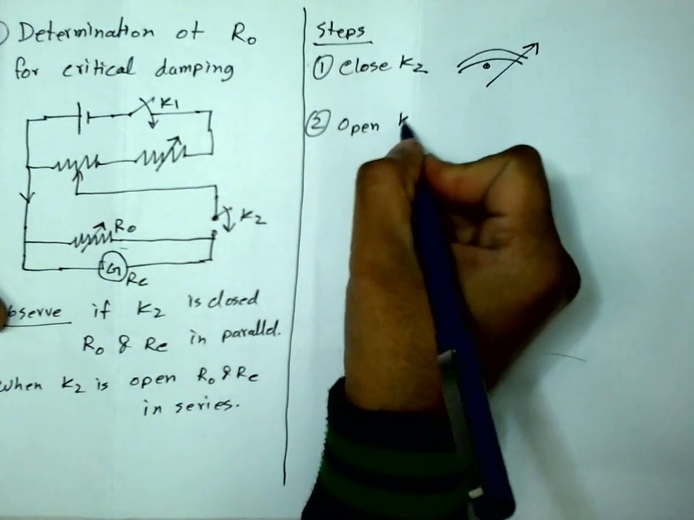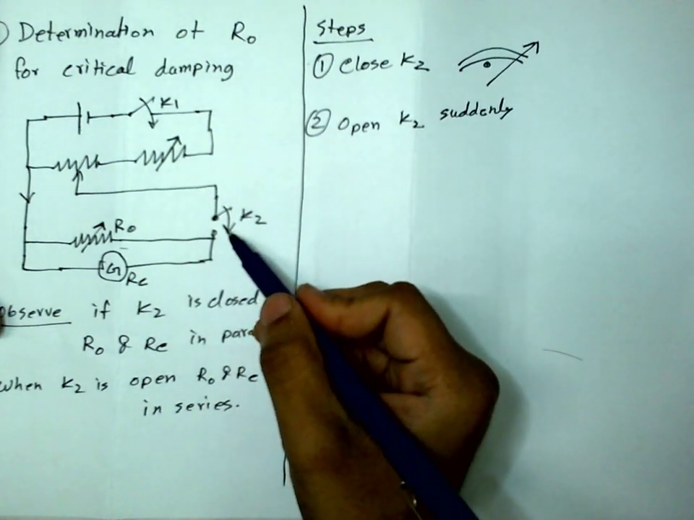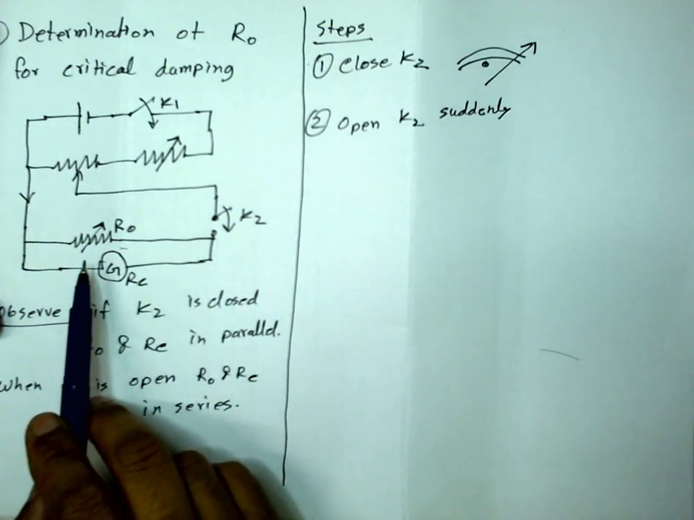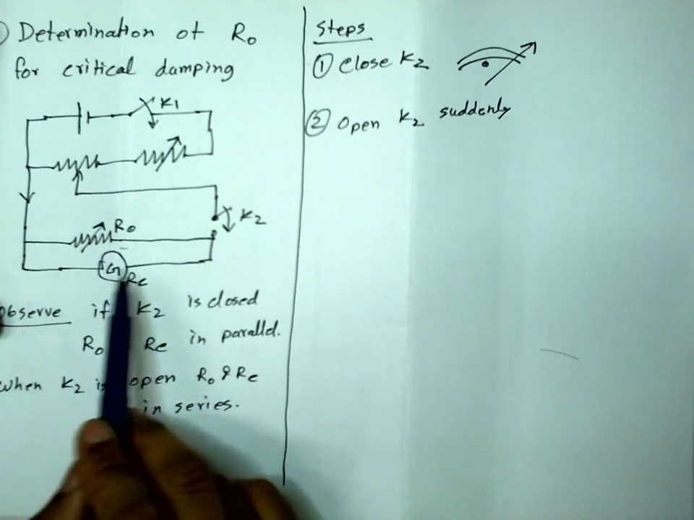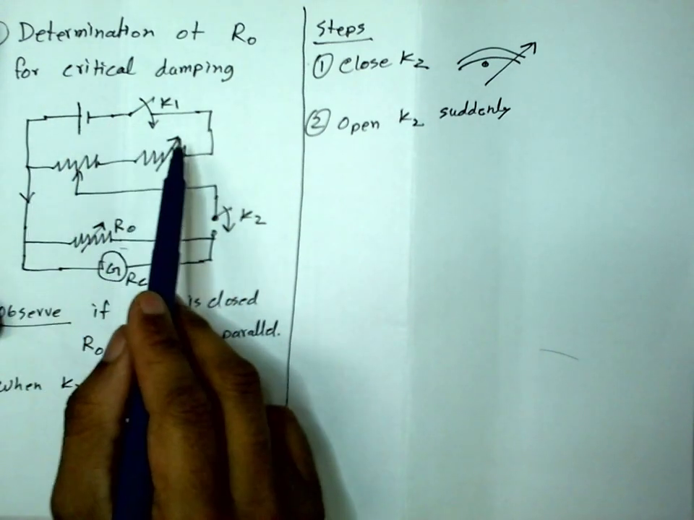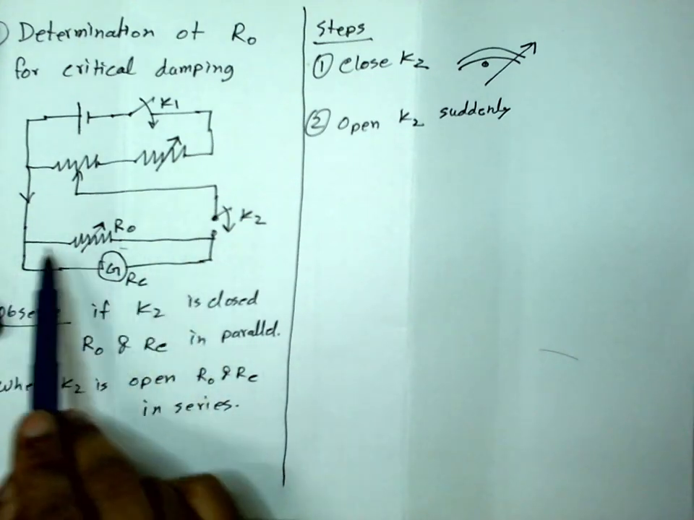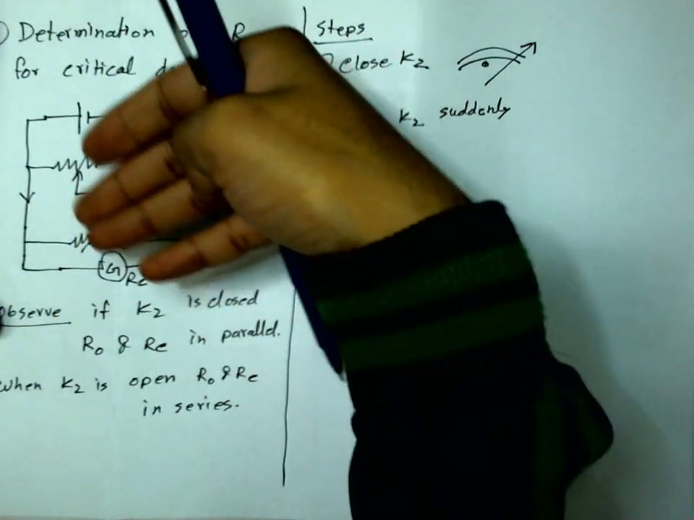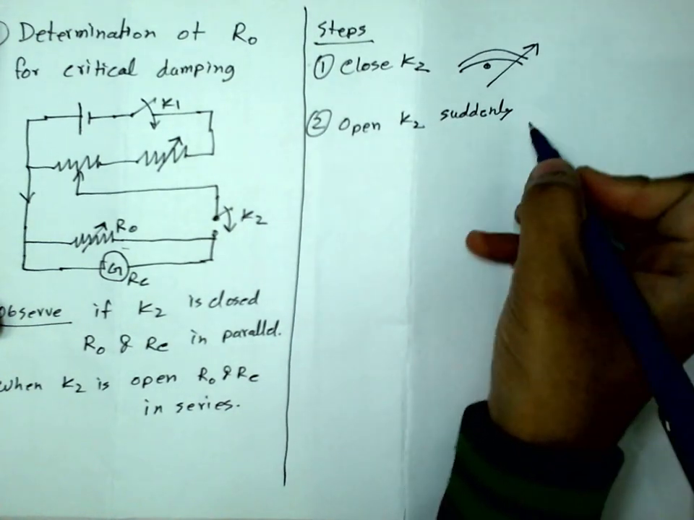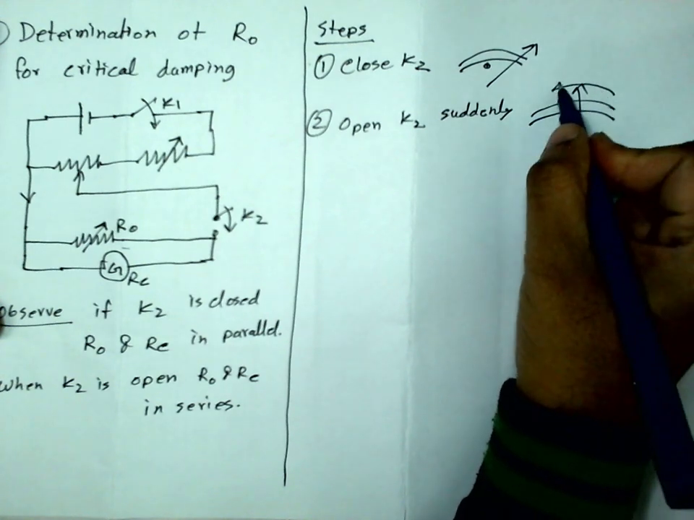Now then, open K2 suddenly. Now if I open K2 suddenly, then what happens? Assuming no inductance or negligible inductance here. This potential divider and the voltage source arrangement will not be able to drive any current through either RC or RO, through the galvanometer or this resistance. So this part is completely out of this circuit. So if I open it suddenly, then the pointer must come back to 0. Okay, so it must come back to 0.